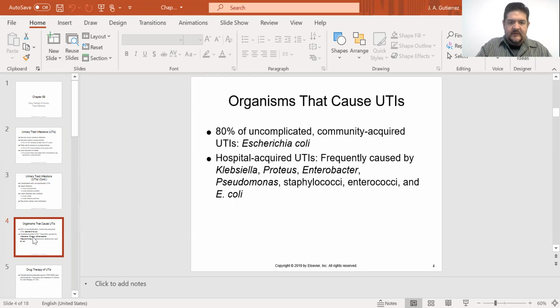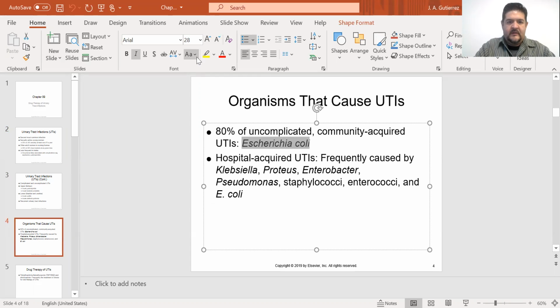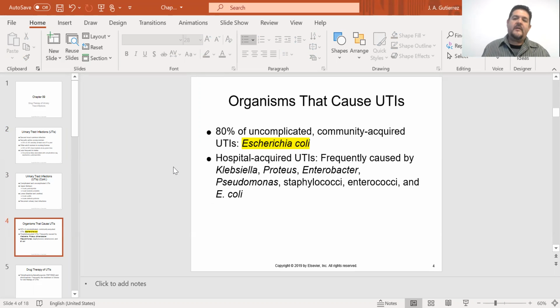Okay, we're going to skip this one. Now, regarding bacteria that produce UTIs, the most common one is E. coli. E. coli is a bacteria that you're going to find in the GI tract. And the most common cause of E. coli jumping from the GI tract to the urinary tract, most of the time, is lack of proper hygiene.